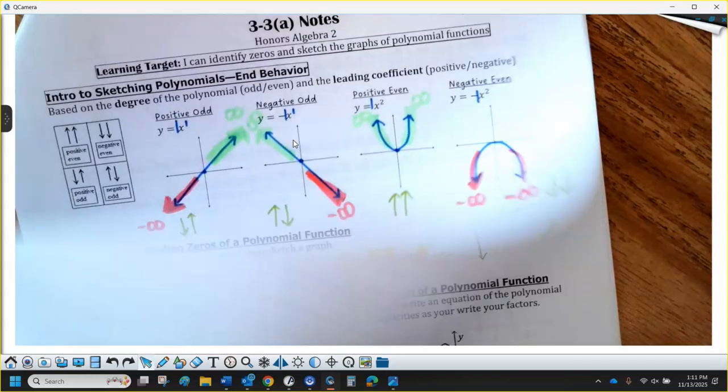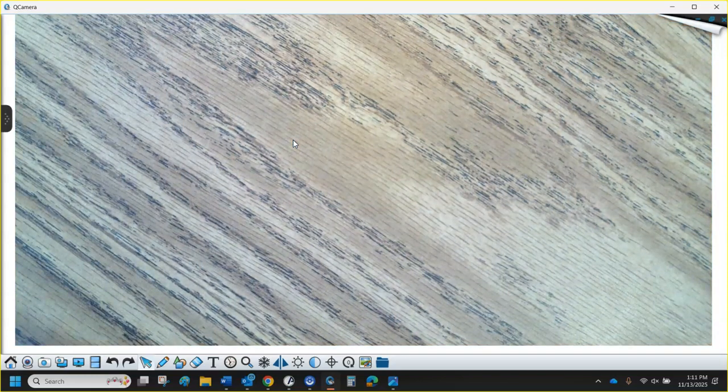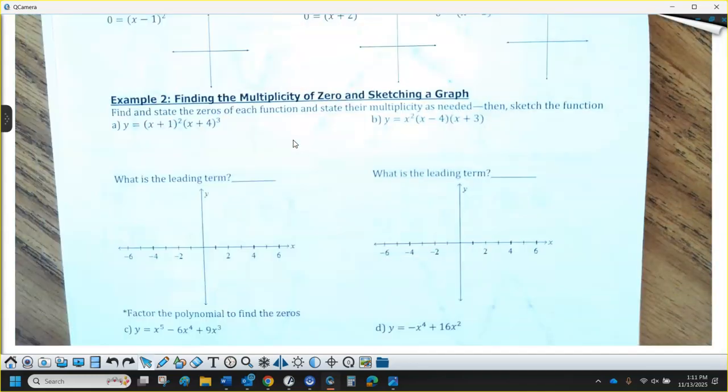Okay. And like I said, if you do want to look at any of these on Desmos, you are welcome to do that. It's going to look a little different. We're just doing a basic sketch.